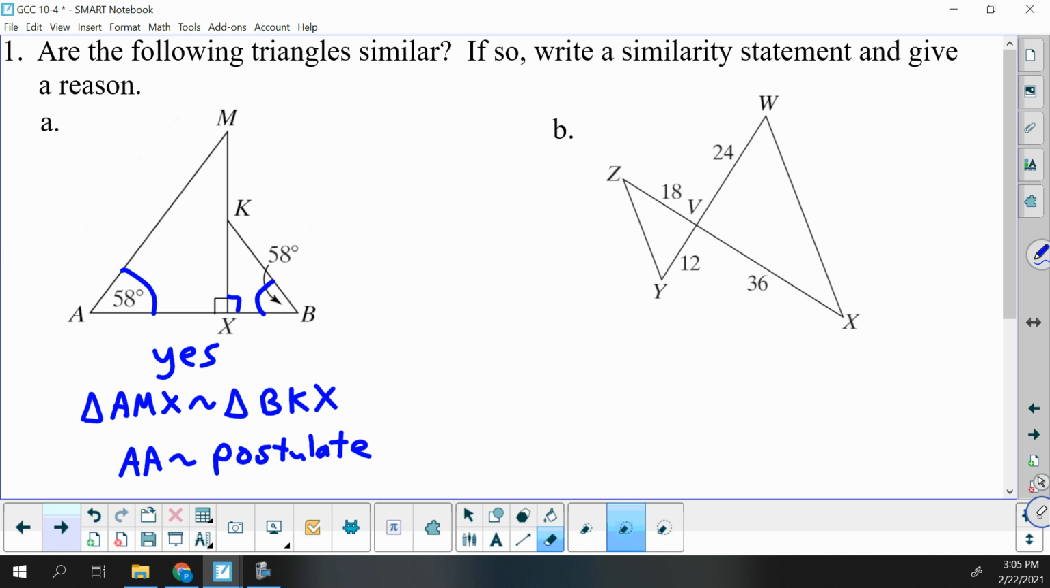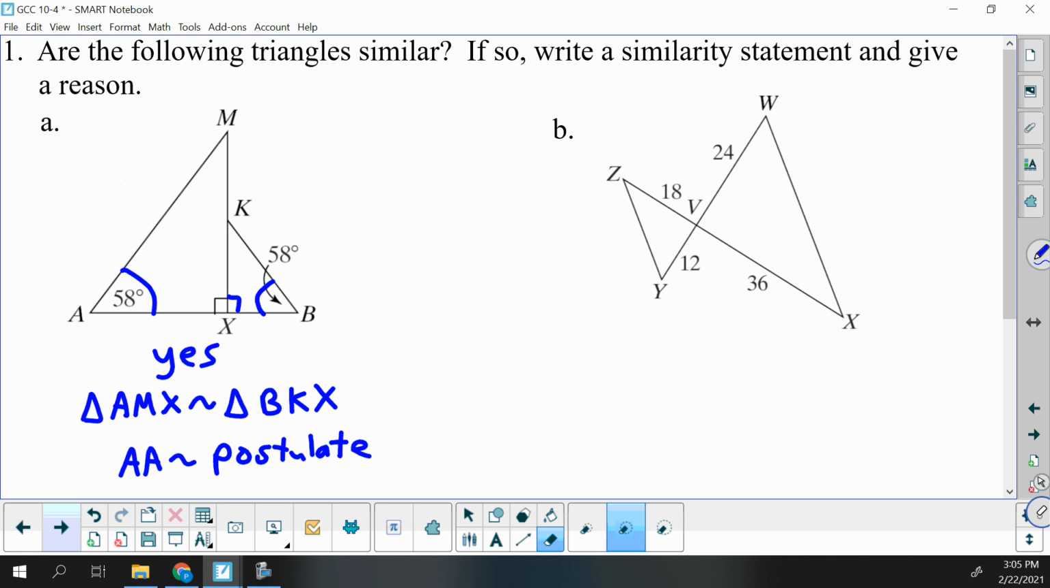Note, this one is a postulate, the other two are called theorems. Postulates are kind of like rules of the game. They're accepted facts. Theorems are things that still have to be proven. So in B, we don't have three measurements of sides, so it can't possibly be side, side, side similarity theorem.